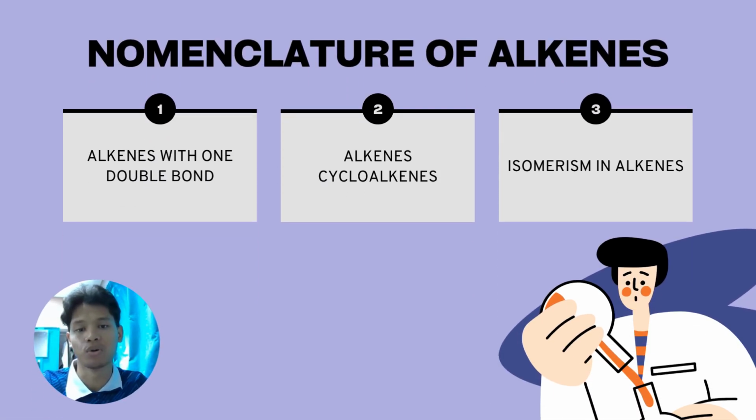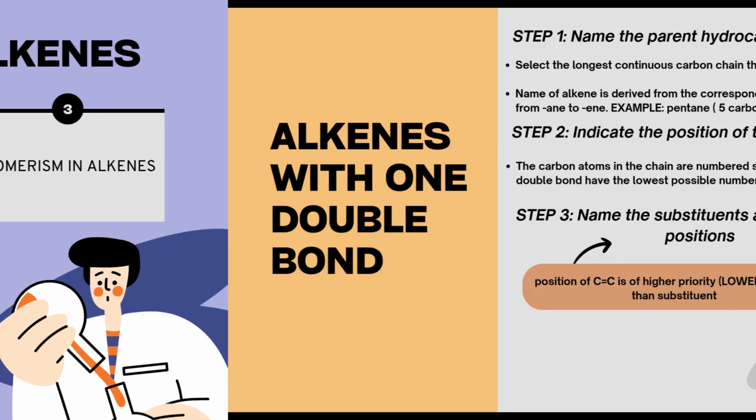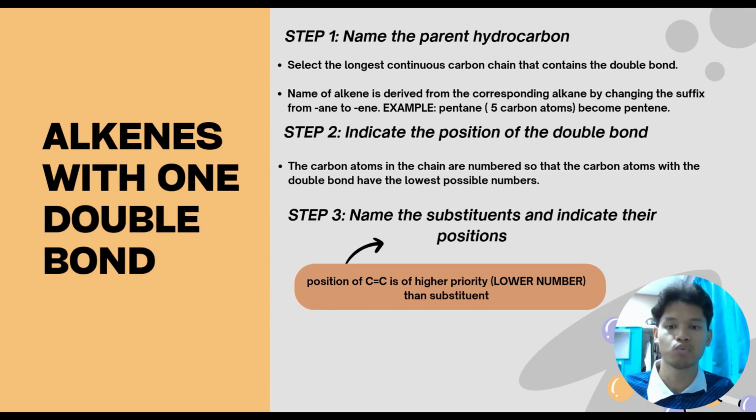In this video, we will talk about the naming of alkenes and the types of alkenes. We provide three: first, alkenes with one double bond; second, cycloalkenes; and third, isomerism in alkenes. The first one we will talk about is alkenes with one double bond. Step one, name the parent hydrocarbon.